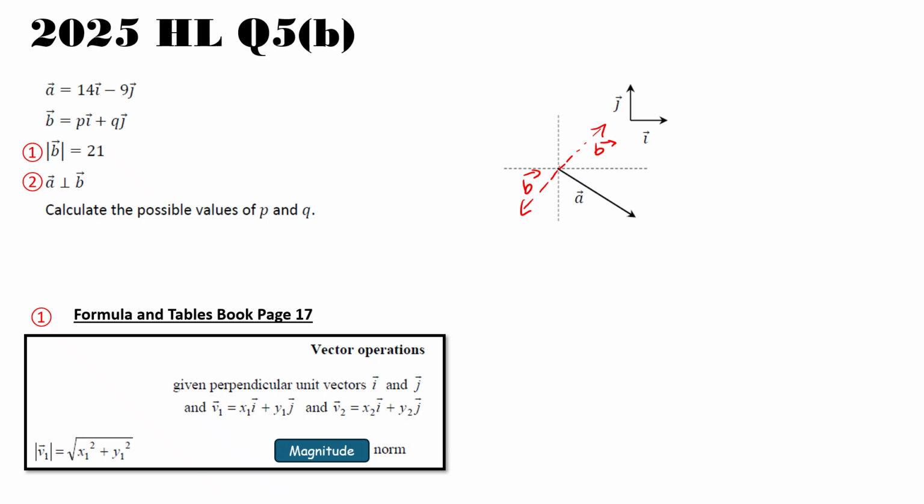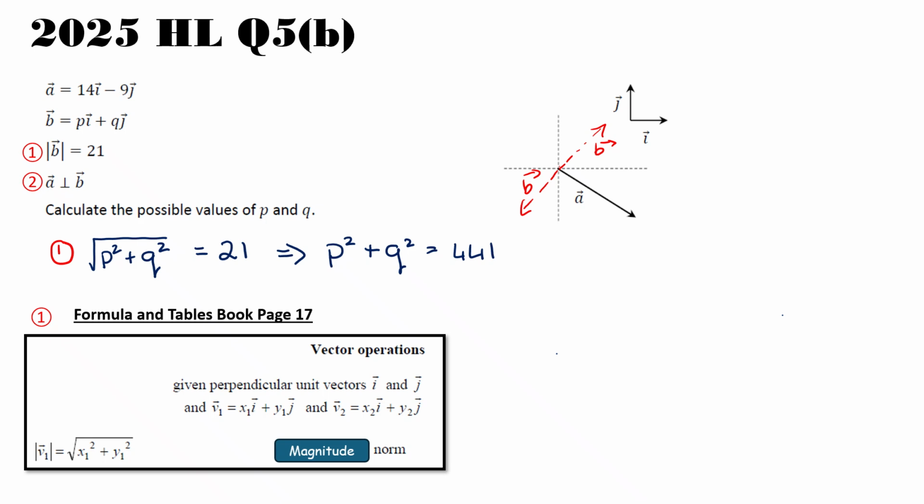So for the first one, we're going to go to our formula and tables book, or maybe you already know your formula off by heart for magnitude. If you do, that's great. If not, we have it here on page 17 of our log tables. It's called norm. We would call that magnitude. So that is the square root of p squared plus q squared, and that will equal 21. Now, get rid of that square root by squaring both sides. We have p squared plus q squared equals 441. And that becomes our first equation.